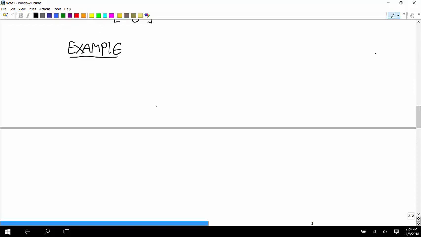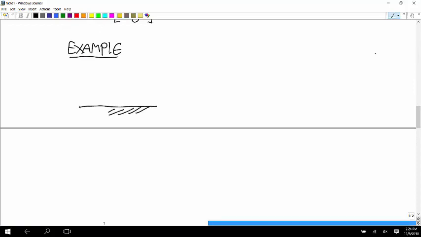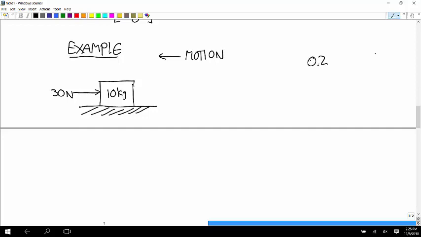Let's do one that's similar. Okay, so again, let's say we have a 10 kilogram box, a 30 Newton force. And again, let's say that it's moving to the left. And these are going to be the same. We'll keep the same coefficient of friction, and we'll still calculate the acceleration.